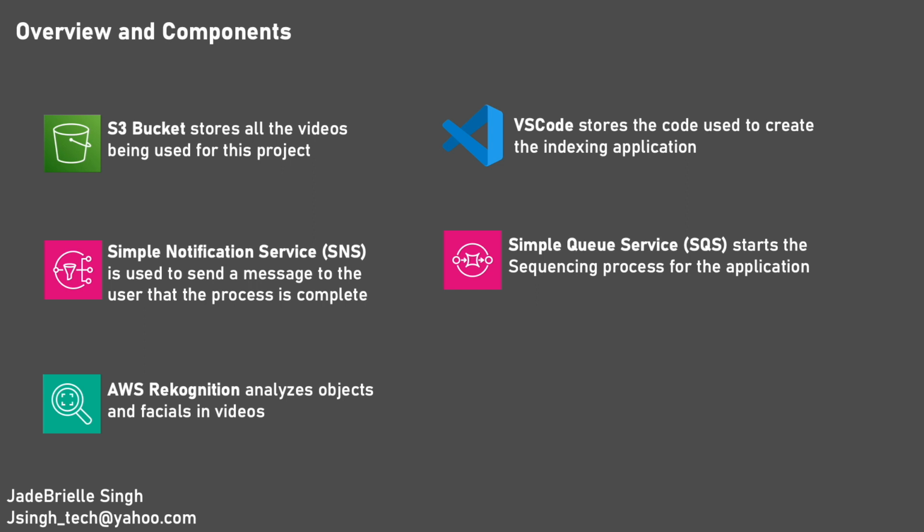For the components, S3 will store all the videos that I use. SNS will send a complete message once our process is fully completed. AWS Rekognition will analyze the objects and facials in my videos. VS Code will store the code that I use basically to create the application itself. And SQS will start the sequencing process for my app.